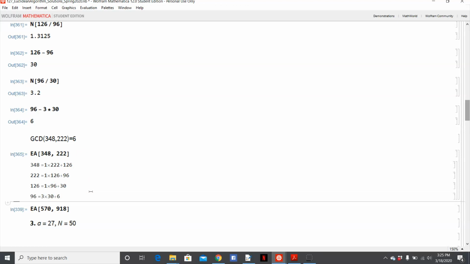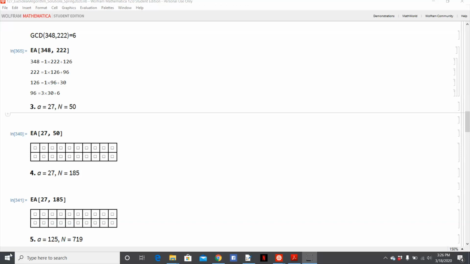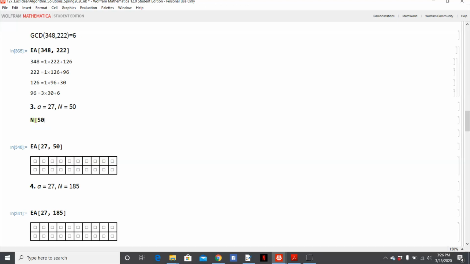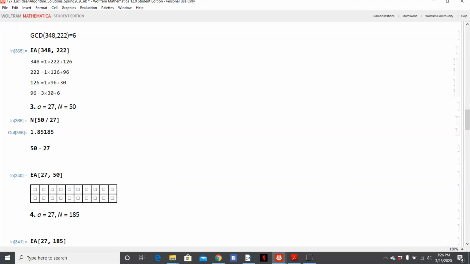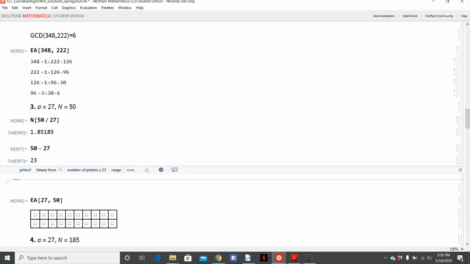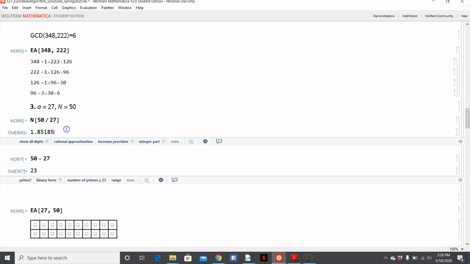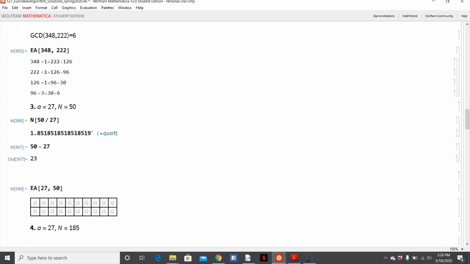All right, so now we are going to do the GCD of 27 and 50. All right, so again, I divide 50 by 27, goes in once, so I take 50 and I subtract 27 and I get 23. Now, I'm going to make a note here because I will need it later. The quotient is 1.